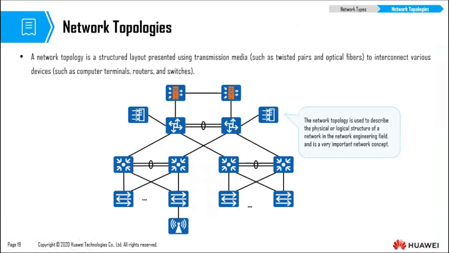Network topology is very important. So a topology is a structured layout presented using transmission media, such as twisted pairs and optical fibers, to interconnect various devices, such as computer terminals, routers, and switches. So normally, it is important during network planning and network design to do the topology of the network. The topology of the network, you can either do a physical topology or a logical topology.